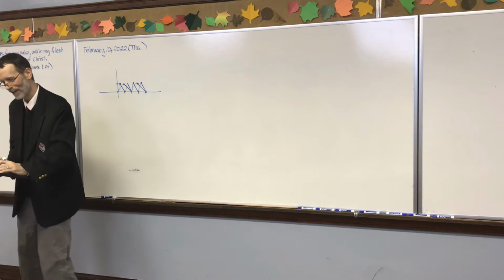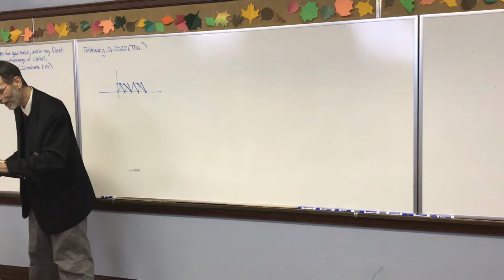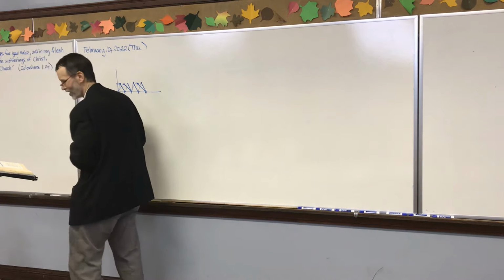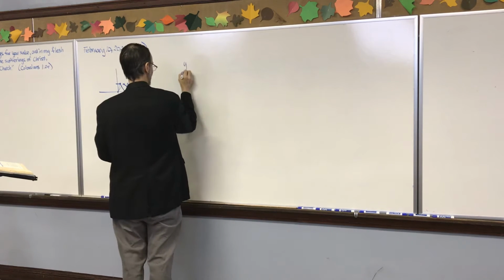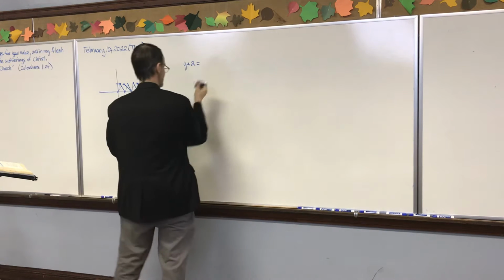Any repeats on number 5? Alrighty, number 7. Sketch the graph of the following. I'm just going to sketch these. 7ACE. This is a little backward. y plus 2 is equal to the absolute value of x.